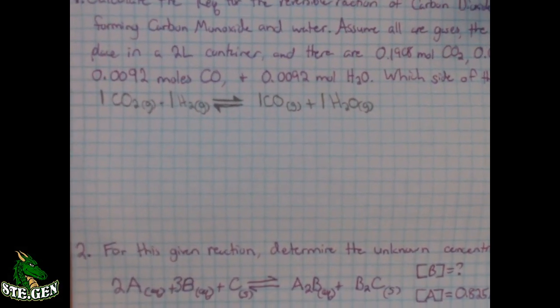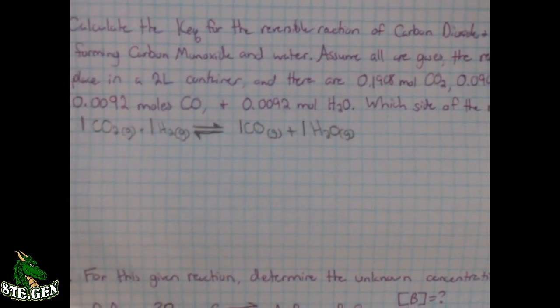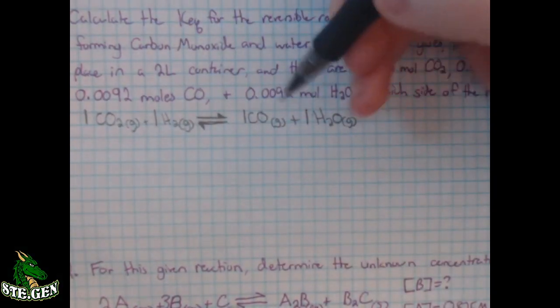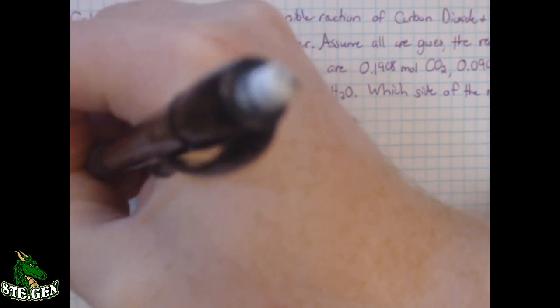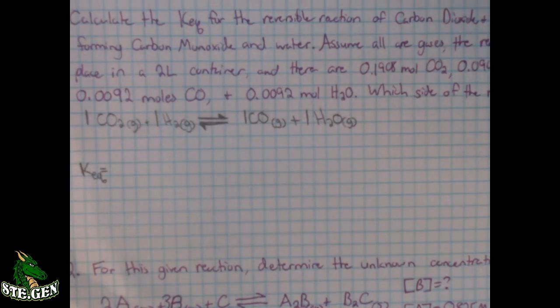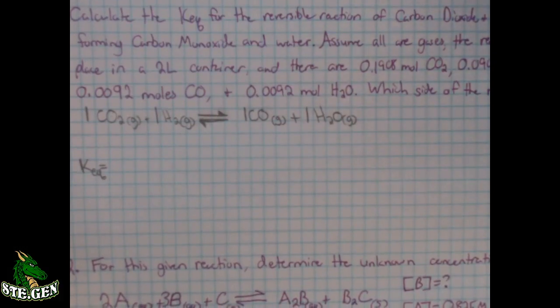Next step is we need to figure out what our expression is. So our expression is going to be, remember, we put our products on the top, our reactants on the bottom, and remember we ignore certain things. We ignore things that are not within the same phase. Specifically, that's usually going to be liquids and solids. Now, in this case, they're all gases, though, so we don't actually have to ignore anything.